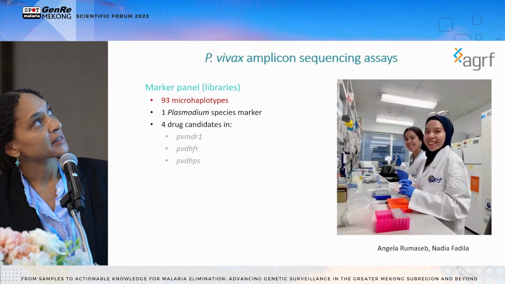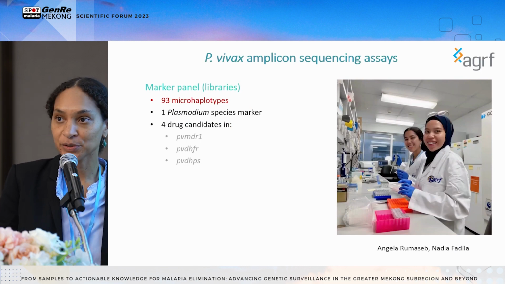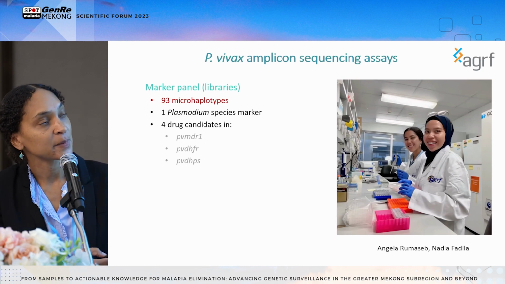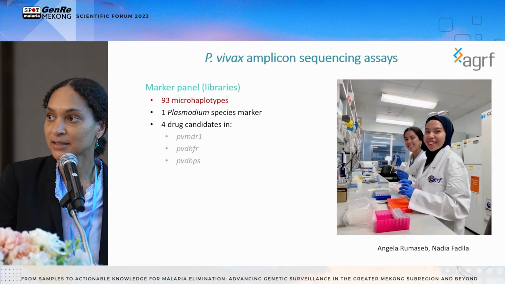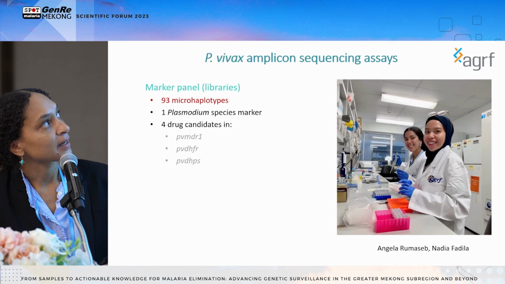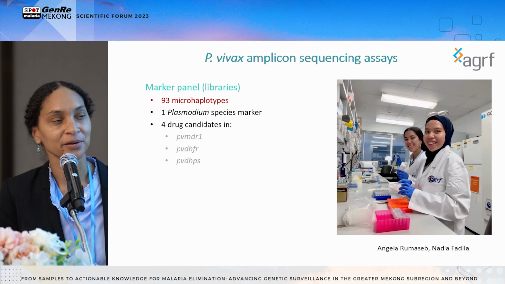So for our Vivax panel for amplicon sequencing, we've managed to get 93 microhaplotypes to sit in one of those tubes in one single reaction, along with one Plasmodium species marker to confirm is it definitely Vivax? Is there anything else in there? And then a few drug candidates. But I put these in gray because I'm not really sure that these are actually that informative for the control program. Obviously, happy to hear your thoughts on that.